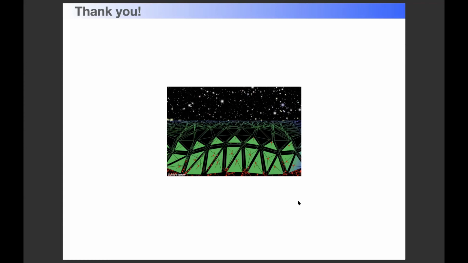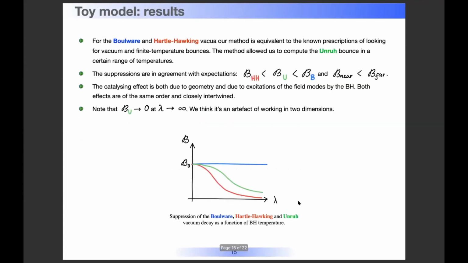Okay, then I ask a question. You said that when lambda 2 goes to infinity, this goes to 0 for the Boulware state. This is an artifact of 2 dimensions. What is not, you think, an artifact of 2 dimensions? What is real?